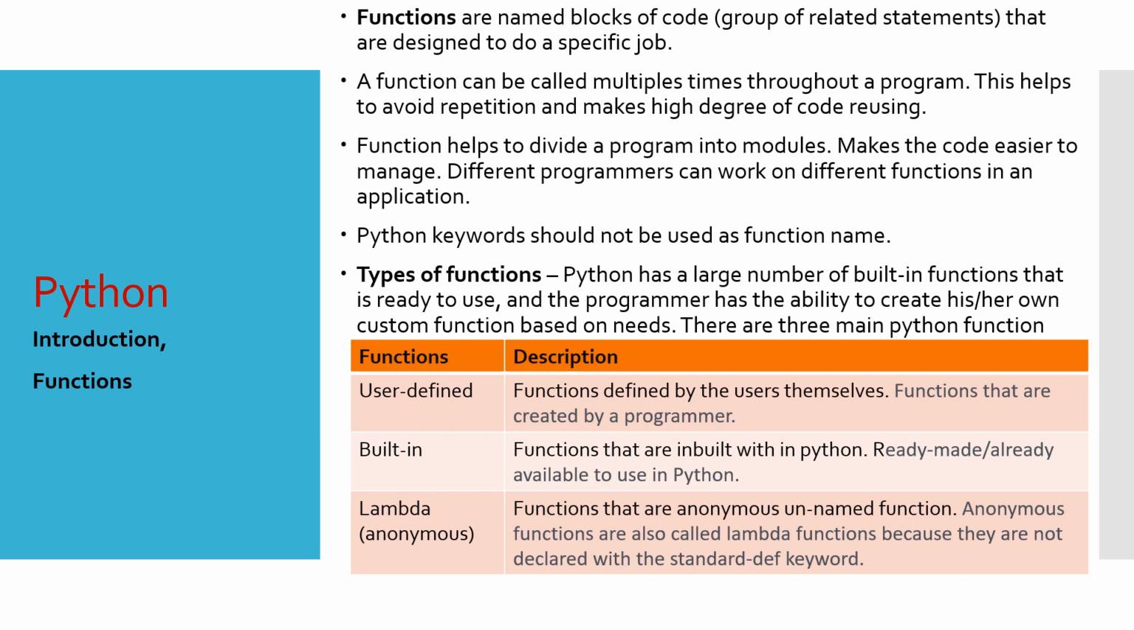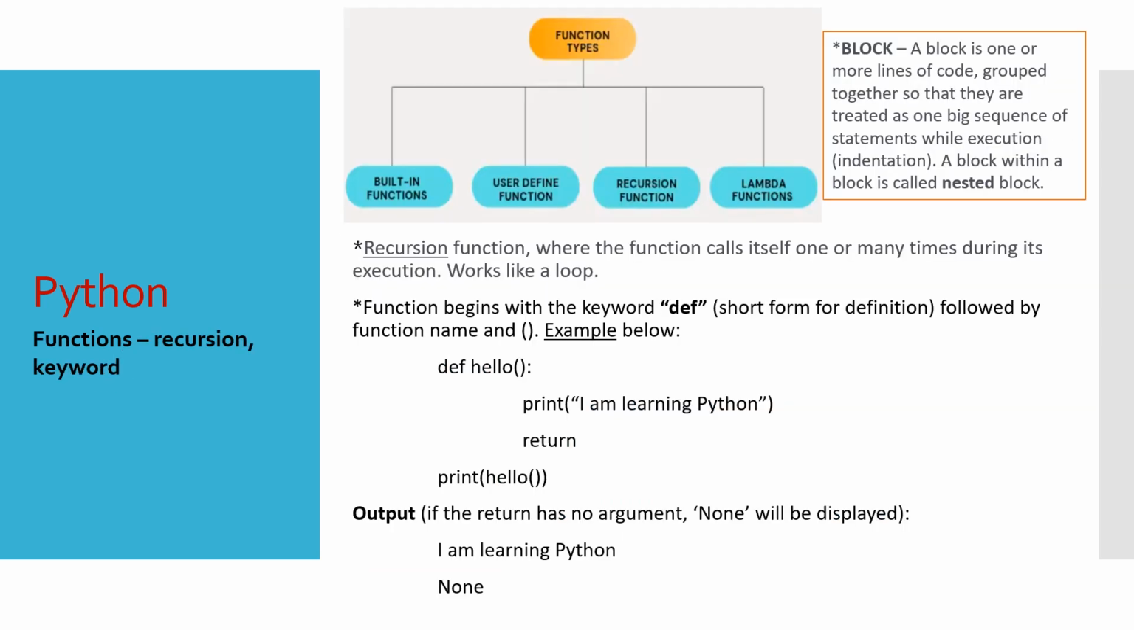And then lambda ones are unnamed functions. They are anonymous functions because they are not declared with the standard def keyword. Do you need to use lambda all the time? Again, it depends. When you need to use it, you need to decide. Let's talk in more detail about the function types, and these are some examples of how you declare them.